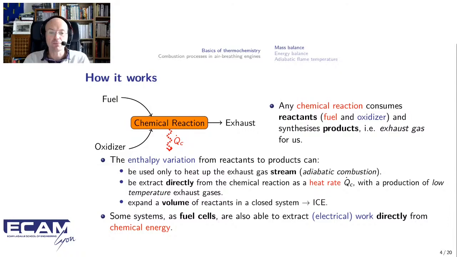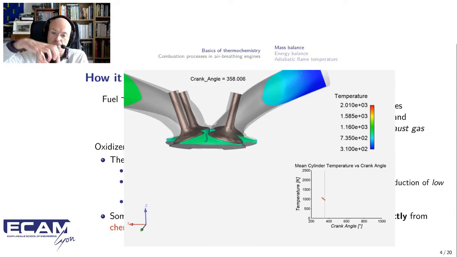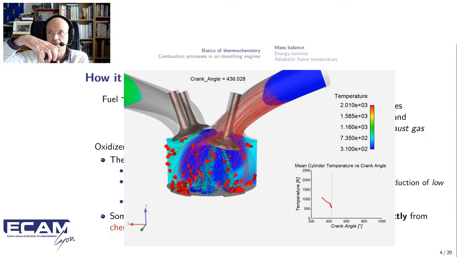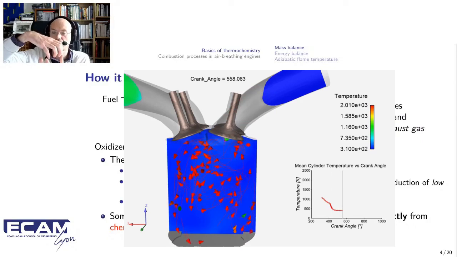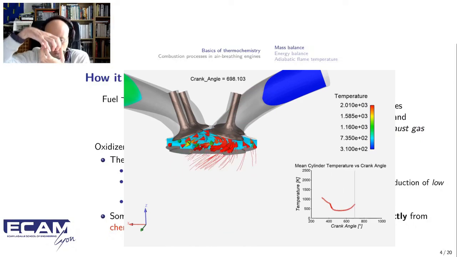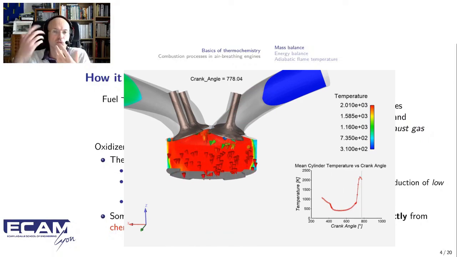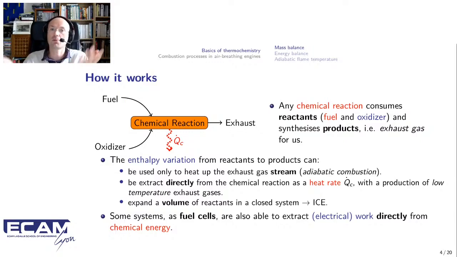And the last way to do so is to have this kind of combustion process, but inside a varying volume. And so this variation of enthalpy is used in order to increase the pressure inside the volume. And this increase of pressure will create a variation of volume, and so you are producing work. It's exactly how it works in an internal combustion engine.